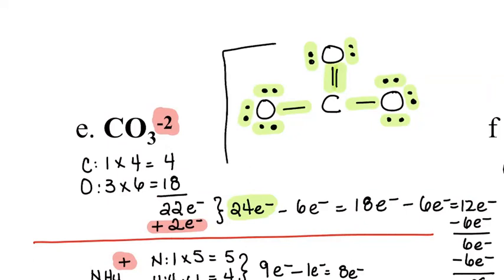This molecule is an ion. Sometimes with ions, we put them in brackets and we put the charge outside. Okay, it's just good practice. Sometimes you will see it, sometimes you will not. But this is how you build the Lewis structure for CO3 2-. That is carbonate.